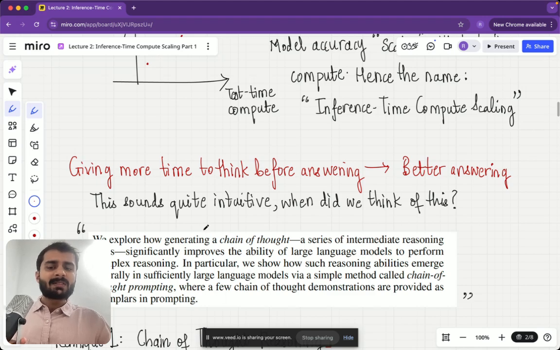So have a look at what they say in the paper. We explore how generating a chain of thought, which is a series of intermediate reasoning steps, significantly improves the ability of LLMs to perform complex reasoning. So what does this mean? We are evaluating large language models on the ability to perform complex reasoning tasks. And it turns out that if you ask the LLM to generate a series of thought before it gives you the final answer, the accuracy on these complex reasoning tasks also increases. In particular, we show how reasoning abilities emerge naturally in sufficiently large language models via a simple method called chain of thought prompting.